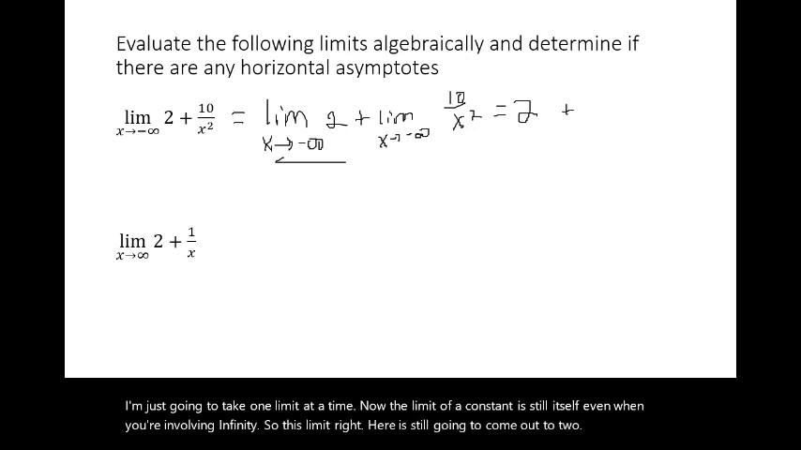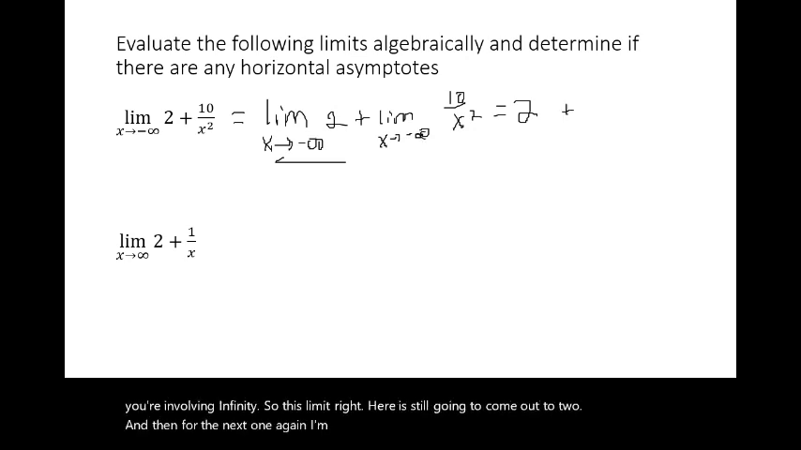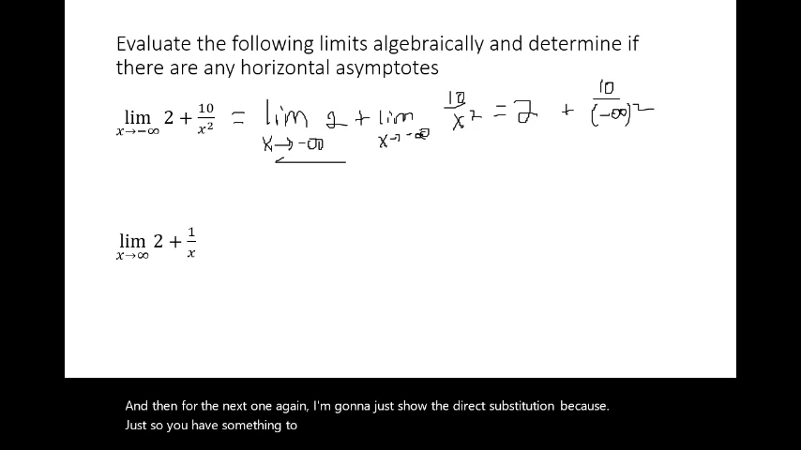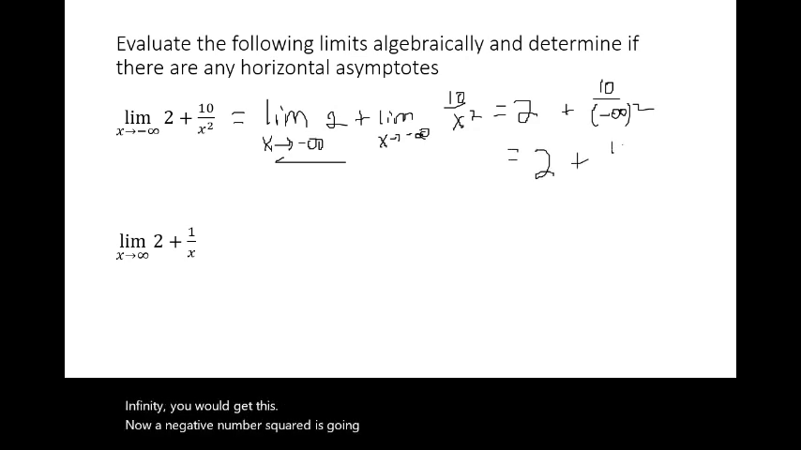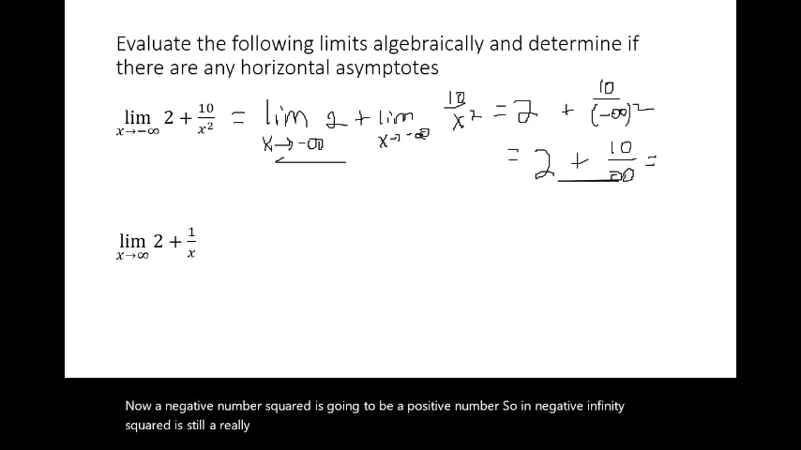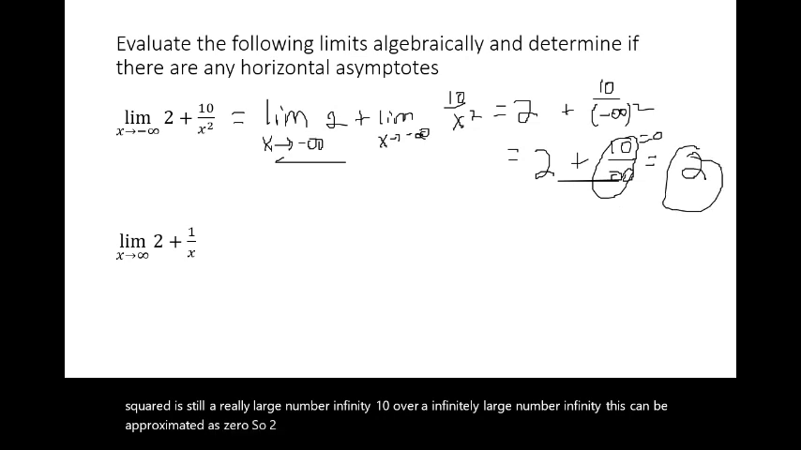And then for the next one, again, I'm going to show the direct substitution just so you have something to see, because this is a video lecture. If you were to, quote, direct substitute infinity, you would get this. Now, a negative number squared is going to be a positive number. So negative infinity squared is still a really large number, infinity. 10 over an infinitely large number can be approximated as 0. So 2 plus 0 gives us a final limit of 2.